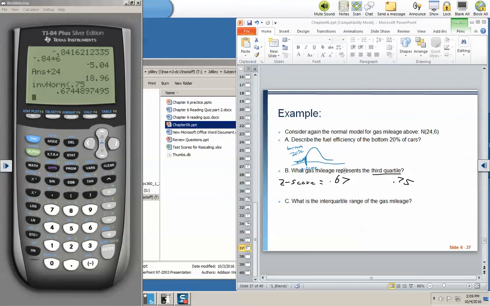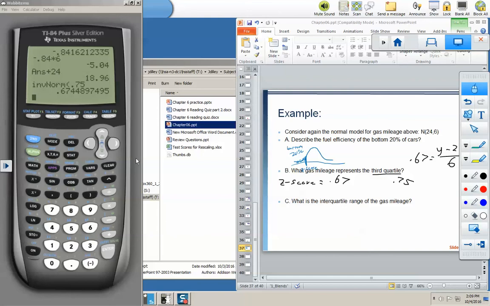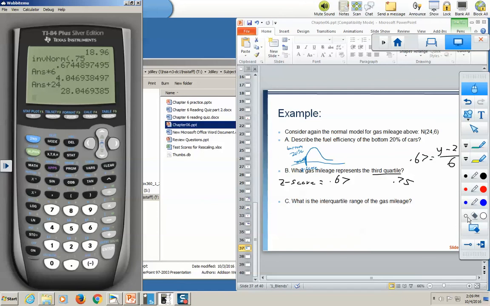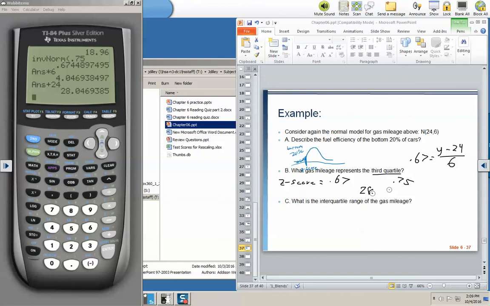So 0.67 is my z-score. We need to find the actual gas mileage, so let's play with my z-score formula. 0.67 equals y minus my mean divided by my standard deviation. I need to multiply both sides by 6 and add 24. I'm not going to show the whole steps of solving equations this time. I'm just going to multiply this by 6 and then add 24, and I can see that the answer for the third quartile is 28.04.